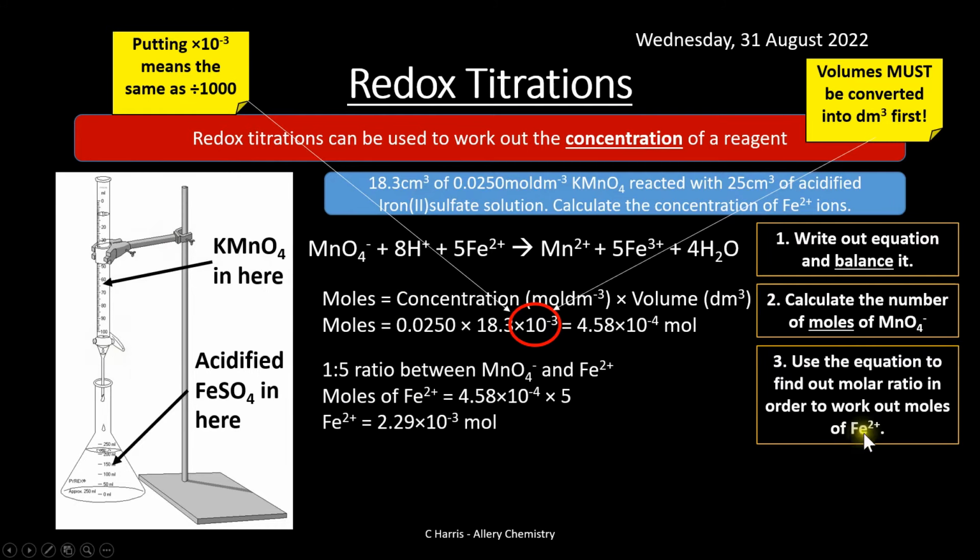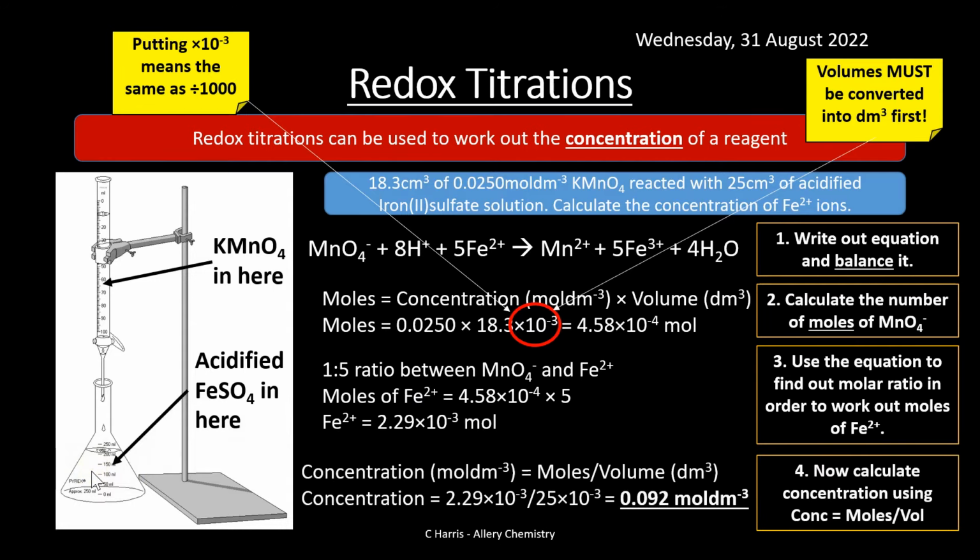Then we use the equation to find the molar ratio in order to work out the number of moles of Fe2+. We know the number of moles here, and we can see we've got a 1 to 5 ratio of MnO4 minus ions to Fe2+. So the moles of Fe2+ is going to be the moles of manganate multiplied by 5, and that means we have 2.29 times 10 to the minus 3 moles of Fe2+ ions, and this is what we had in here.